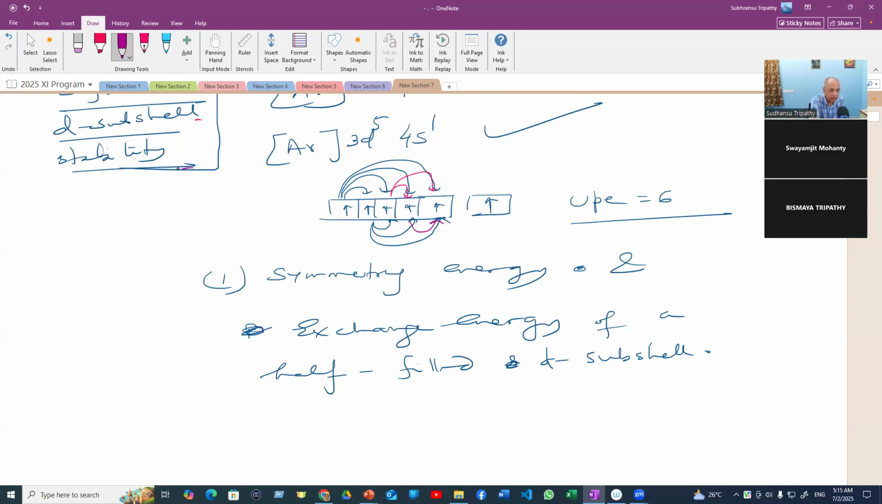And moreover, there is another energy which is called symmetry energy. If the orbitals are filled symmetrically, all half filled, then from a distance it looks like every orbital has single occupancy, and the entire assembly will look symmetrical. That will give stability by producing some energy called symmetry energy.